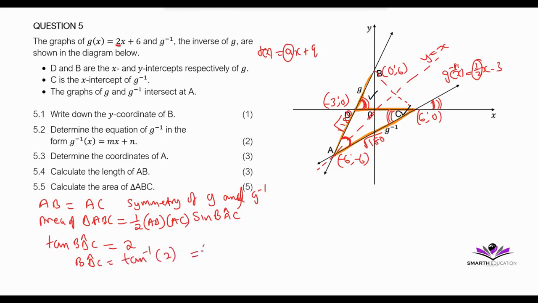Then we get that it is 63.43 degrees. So this is 63.43 degrees. Then we can find this angle again, angle DCA, but we start by finding this one. All right, the gradient there is 1 over 2. tan DCA is equal to 1 over 2, because this angle and this angle are vertically opposite.